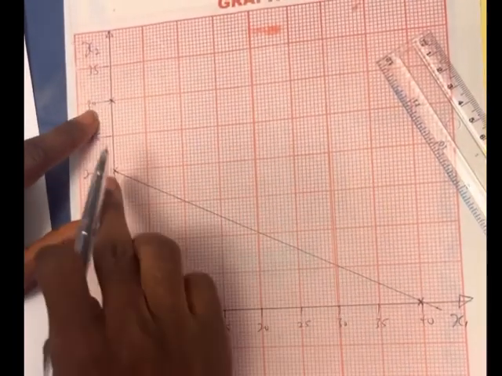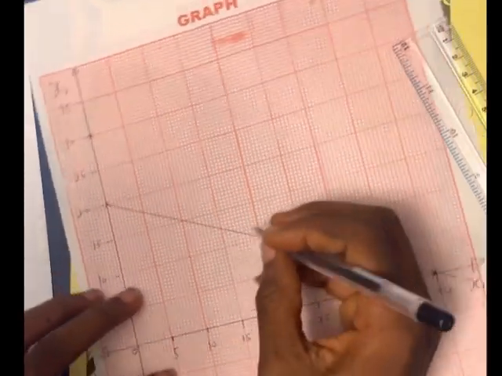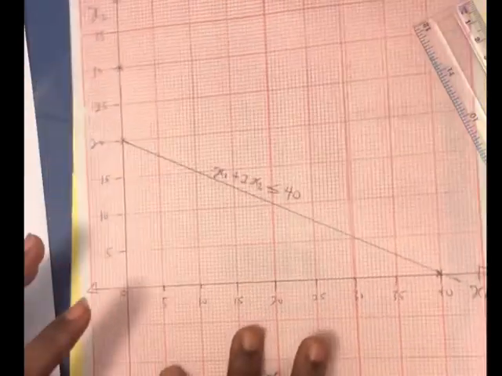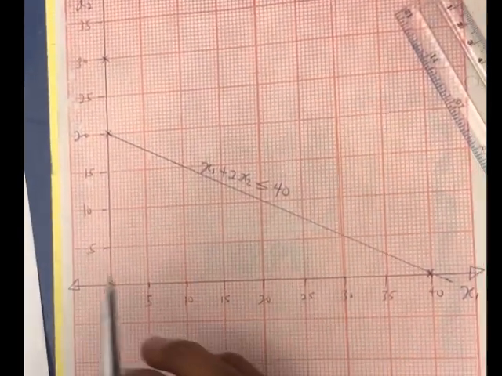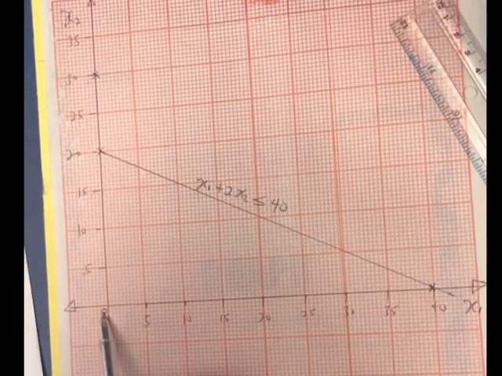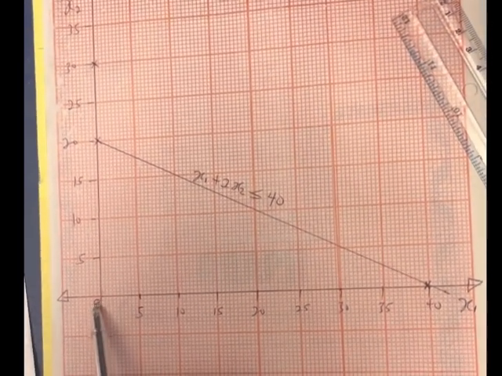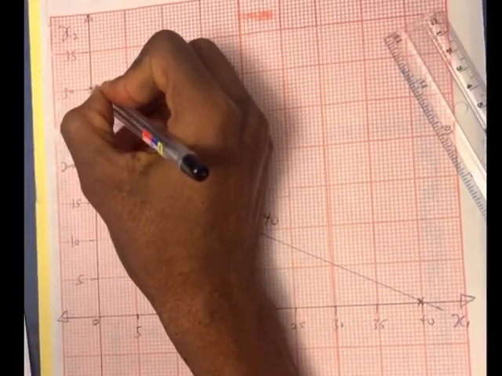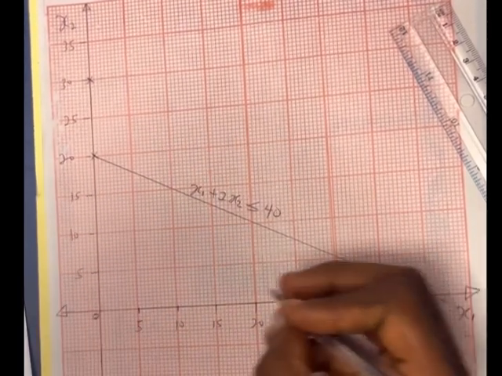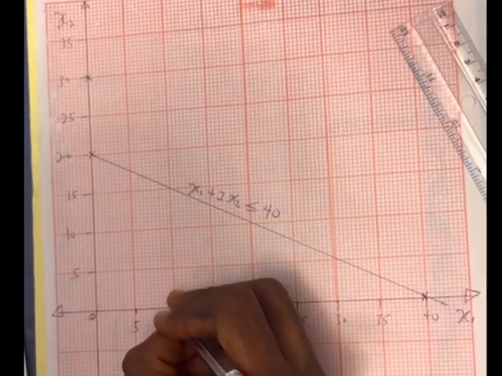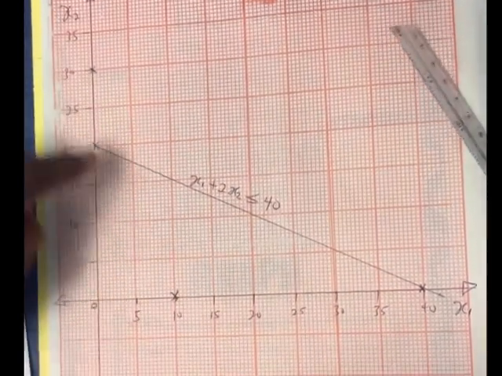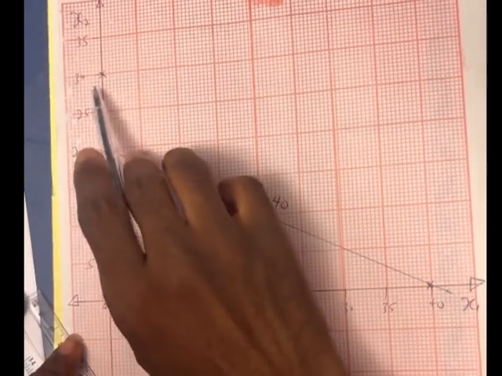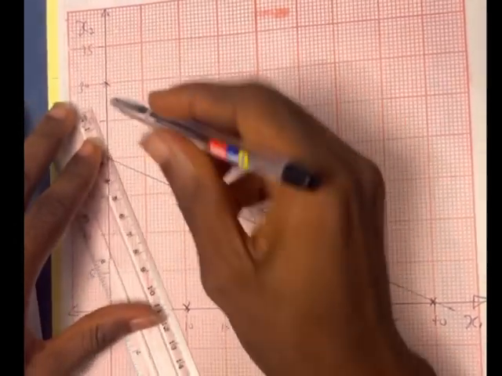Remember, it's an inequality. So what does this line give us? This line is x1 plus 2s2 is greater than 40. So this is my first line, first constraint. My second constraint is 3x1 plus s2. When my x1 is 0, my s2 is 30. I will locate the point and mark it. When my x1 is 10, my s2 is 0. So I have to join the two points together, that is 10 and 30.